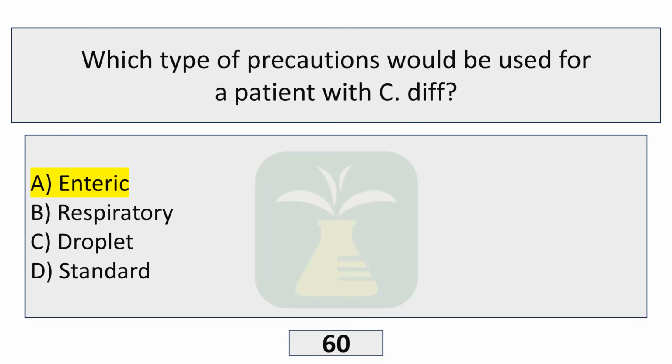Correct answer, A. Enteric. Enteric precautions should be used for patients who are experiencing diarrhea due to C. diff. This includes hand hygiene, gown, and gloves before entering the patient's room. No linen should be taken outside of the patient room without being bagged first. It is strongly suggested for patients on enteric precautions not to have visitors, as this increases the risk of spreading C. diff.